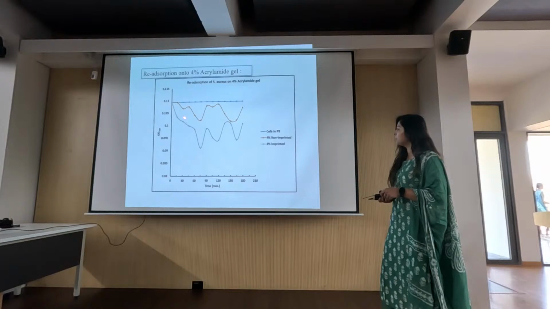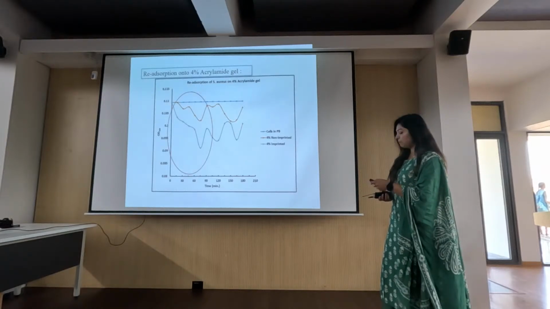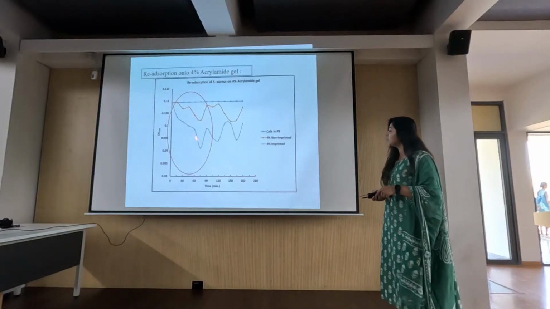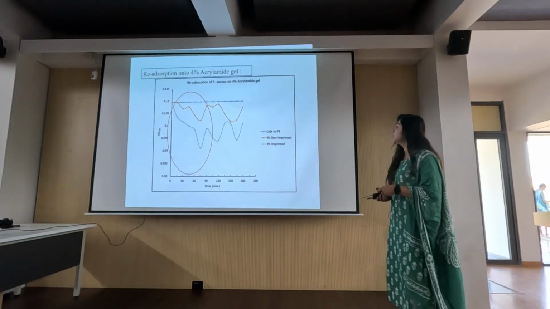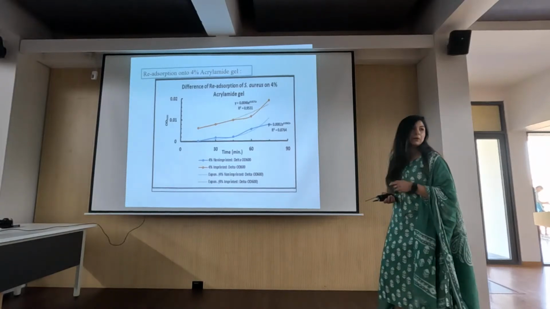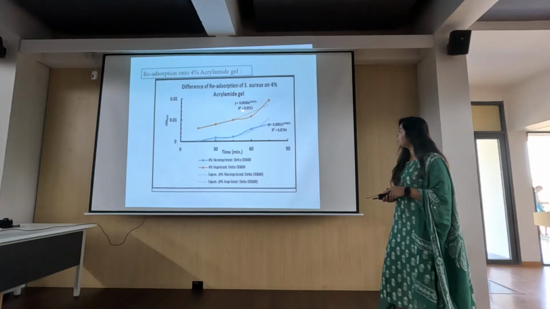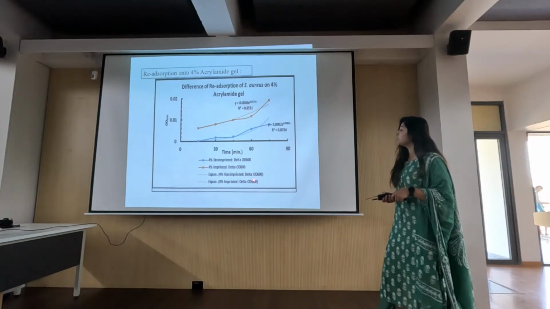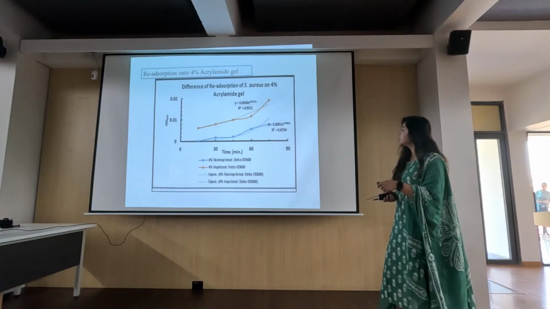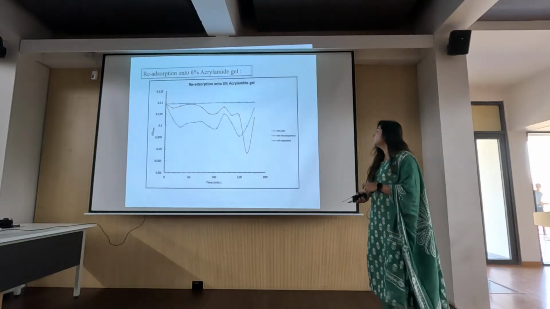Here when we come to the non-imprinted, up to 75 minutes, you can see the shift in the reabsorption. So this is the difference of reabsorption of S. aureus on 4% polyacrylamide gel. Here you can see R square is 0.95 for the exponential graph up to 75 minutes. So reabsorption in 4% was observed.